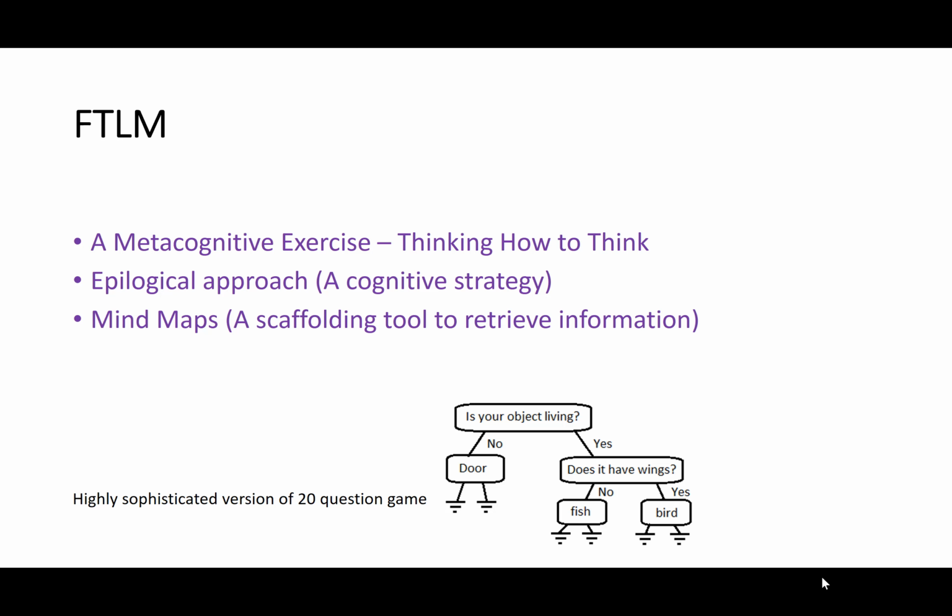All right, so what is FTLM? It is a metacognitive exercise. It's a supplemental course, longitudinal small group exercises where you are thinking how to think. We are using two different things here throughout the year. One is the ecological approach, which is a cognitive strategy to solve clinical problems. And the second thing is mind maps, which are scaffolding tools to retrieve information. So we will be using our mind maps as a vehicle to drive on a road, which is the ecological approach to arrive at the diagnosis.